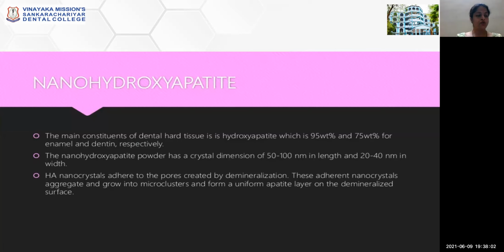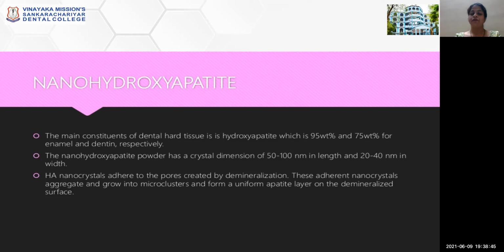So coming to nanohydroxyapatite. What is this nanohydroxyapatite? In this concept, they have used carbonated hydroxyapatite nanocrystals having the size, morphology, chemical composition, and crystals which is comparable to that of the human dentine. They are the same size, shape, chemical composition, everything is similar to the human dentine.